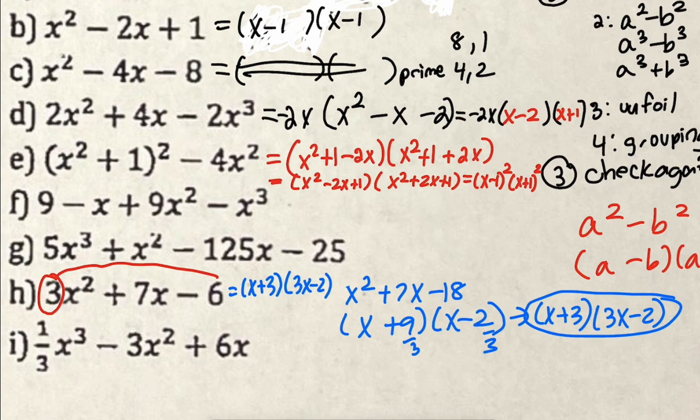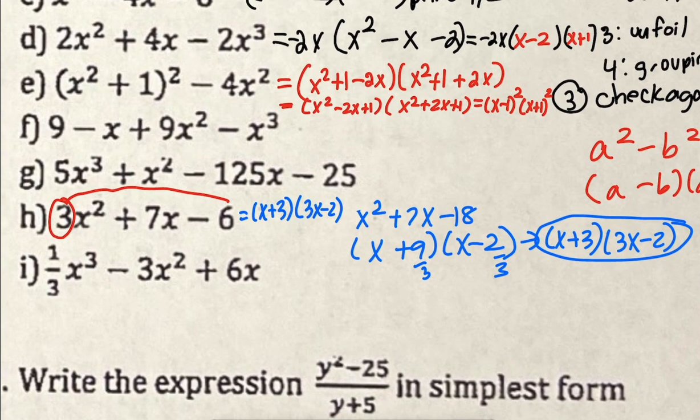Let's do I together. Remember, is there a greatest common factor? Remove it. After you remove it, can you factor what's left? That's what we're going to do for problem 11I. I am going to take out a fraction, which is a weird thing to do, but I'm going to take out a 1/3, and I'm going to take out an x.